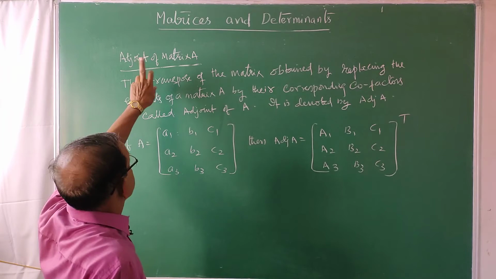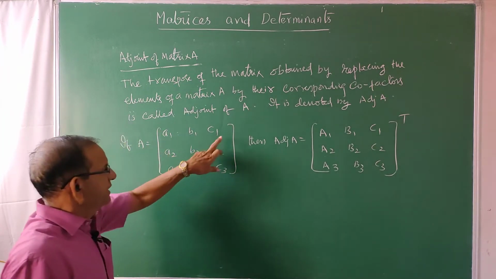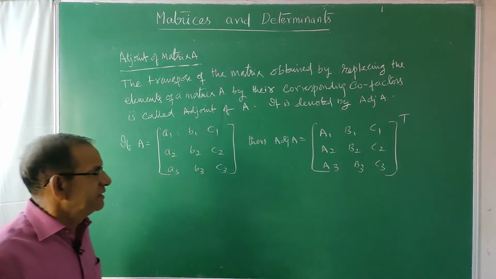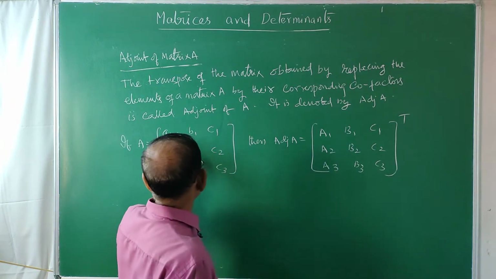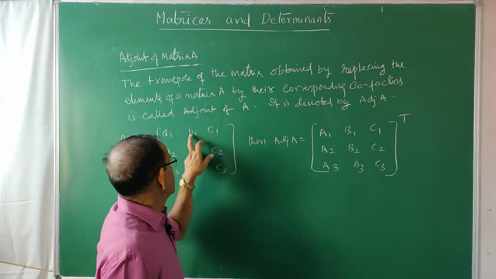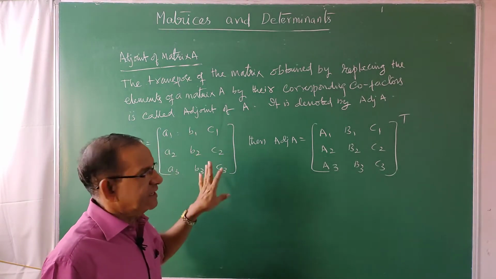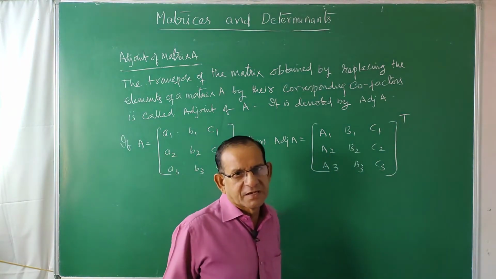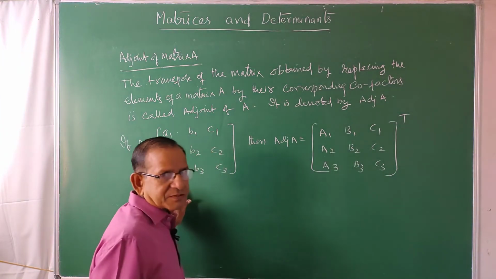Now see the adjoint of a matrix A. Suppose this is the matrix A: A1, B1, C1, A2, B2, C2, A3, B3, C3. And this is the matrix obtained by replacing the elements. Replace A1 by its cofactor capital A1, replace B1 by its cofactor capital B1. Like that, you replace all the 9 elements by their corresponding cofactors and take the transpose. Then this matrix is called the adjoint of matrix A.